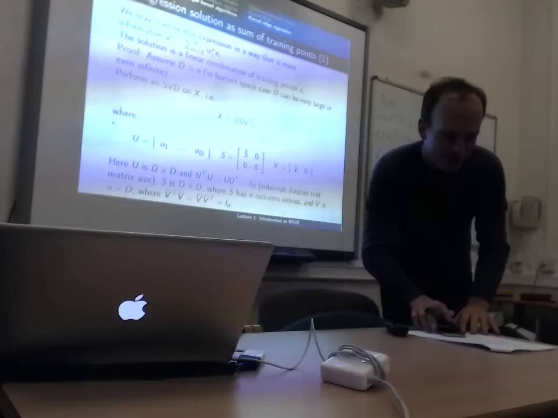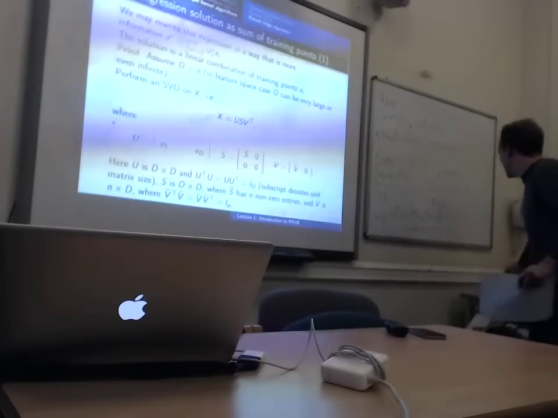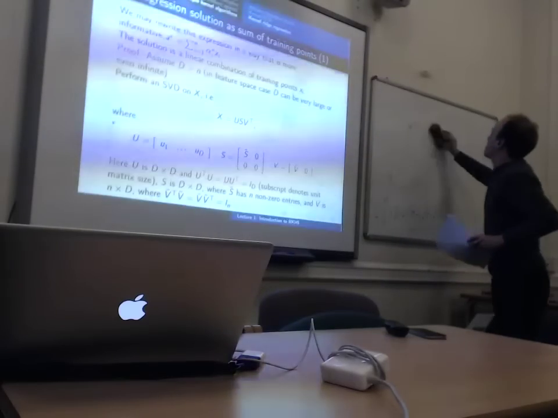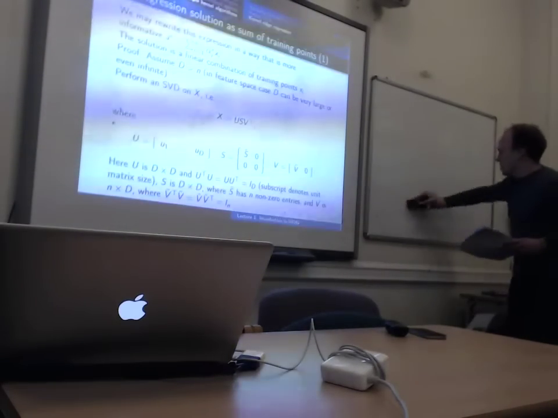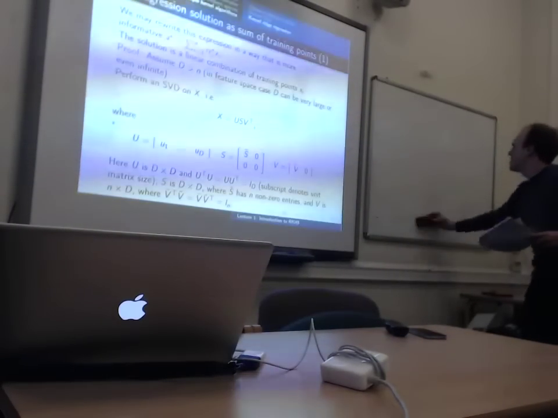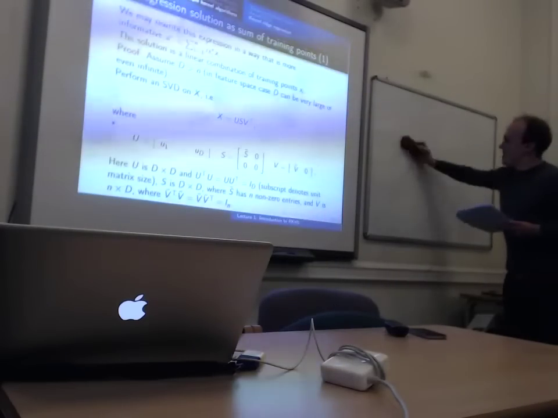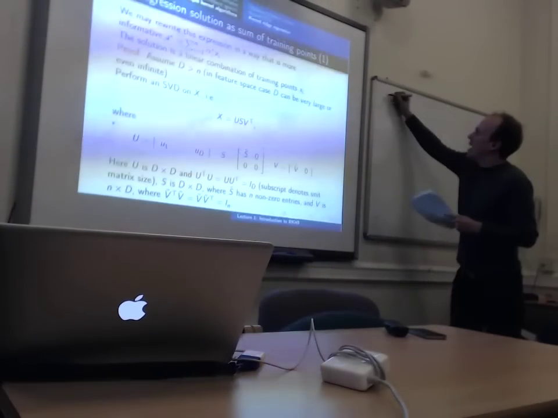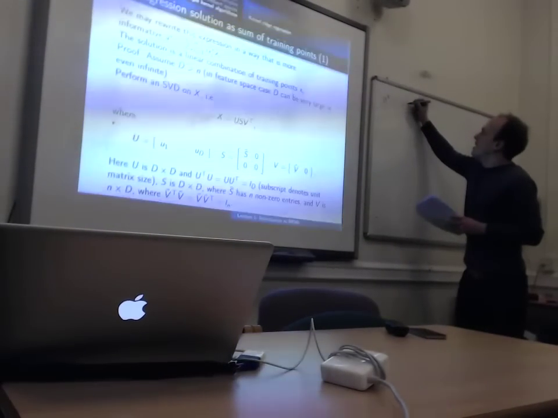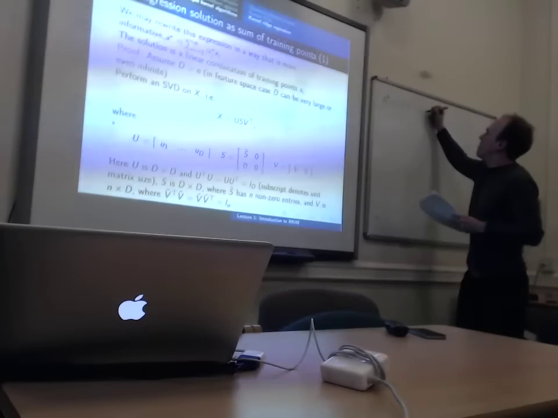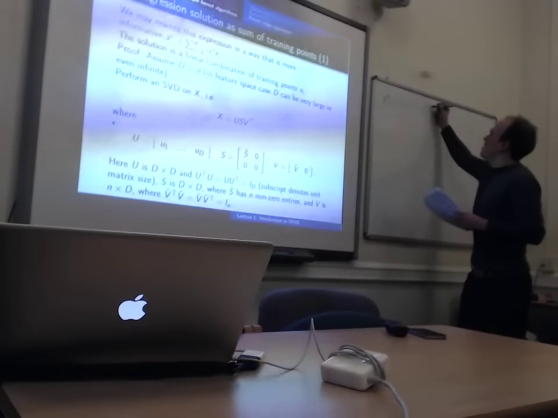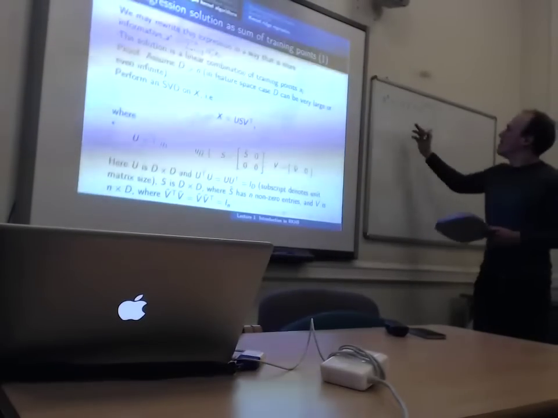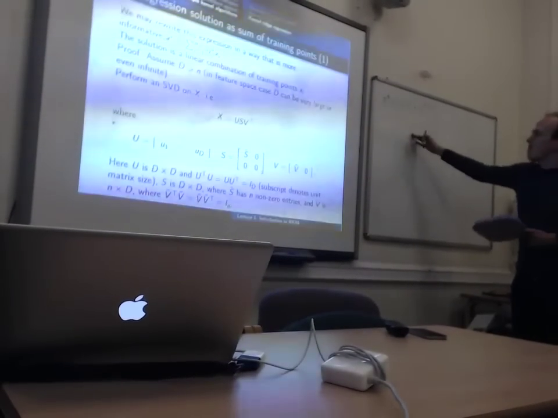So I'm going to do this on the board because it's easier than trying to do it on a projector. But again, it's all in the notes, so just focus on the proof. Okay, so what is my A? My A I've written as XX transpose plus lambda I inverse XY. Okay? So this is what I'm starting with.